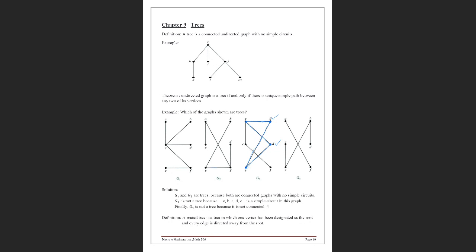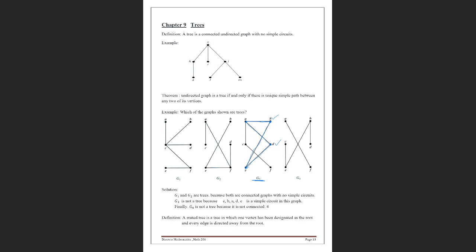If you go from B to D, there are two paths, not exactly one path, only one unique path. But here there are two paths between B and D. So this is not a tree, right? G3 is not a tree.